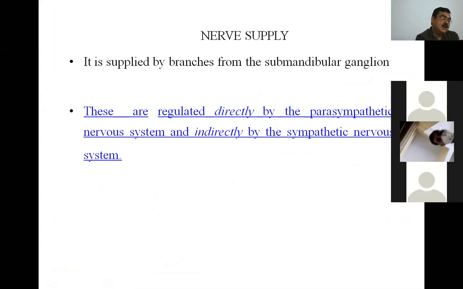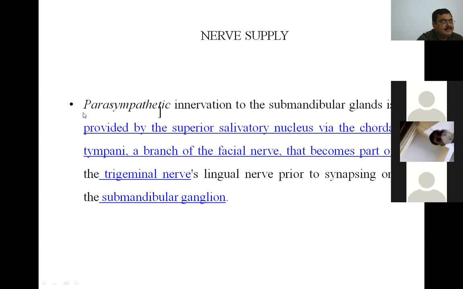These are regulated directly by the parasympathetic nervous system and indirectly by the sympathetic nervous system. So this parasympathetic ganglion has components: sympathetic, parasympathetic, and also sensory. We'll discuss that. Parasympathetic innervation to the submandibular gland is provided by the superior salivatory nucleus, via the chorda tympani, a branch of the facial nerve that becomes part of the trigeminal nerve's lingual nerve prior to synapse on the submandibular ganglion.